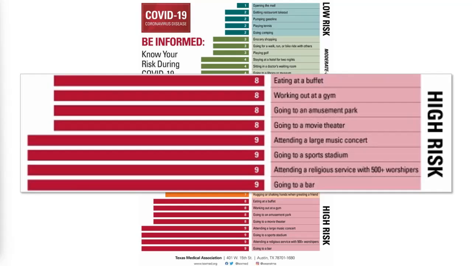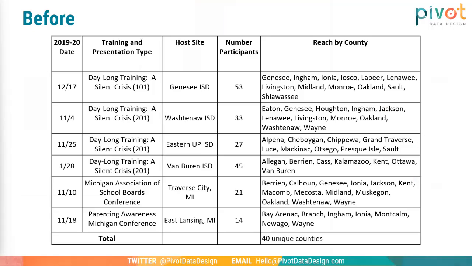Let me go through a couple of other examples of how you might take one table of information. This comes from a grant partner in Michigan who does some really awesome trainings across the state of Michigan for LGBTQ awareness for teachers in schools. And so they do these different trainings across the state. And this is just a simple little table communicating during 2019, 2020, when did they do trainings? Where was the host site? How many people came? And what was their reach? Of all the people that came, where were they from? So this is good. This is a lot of information. So maybe your key audience really does want to know all of these details.